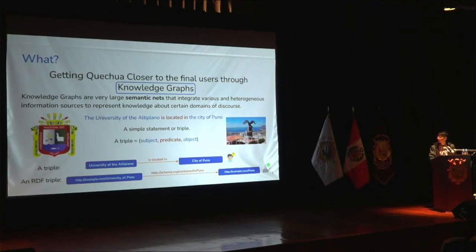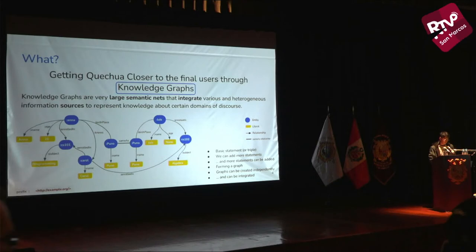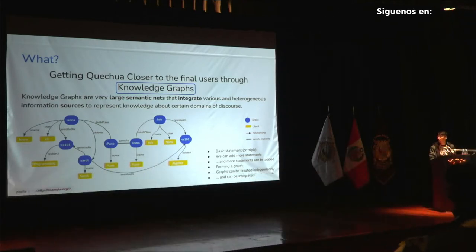...that integrate various and heterogeneous information sources to represent the knowledge about certain domains of discourse. For instance, the statement, the University of the Altiplano is located in the city of Puno. It is a simple statement or triple. The triple structure is subject, predicate, and object. Now, we have a basic statement or triple. A knowledge graph is composed of a simple triple, which can be expanded by adding more statements about a subject or entity. More objects and relationships between them can be added, which will result in a graph.